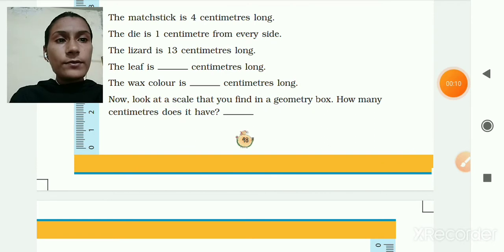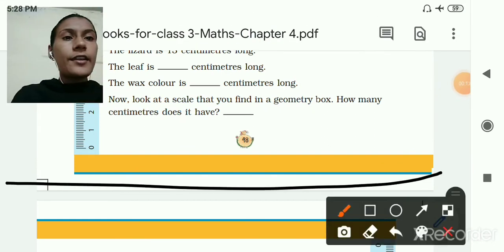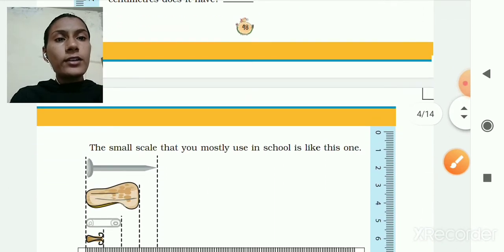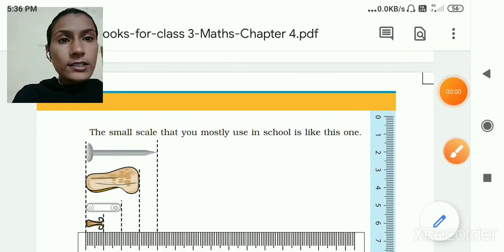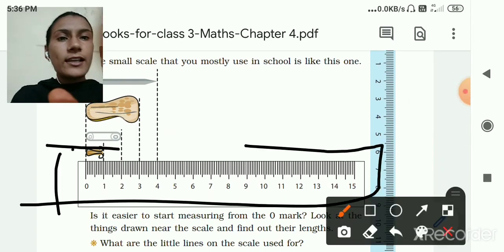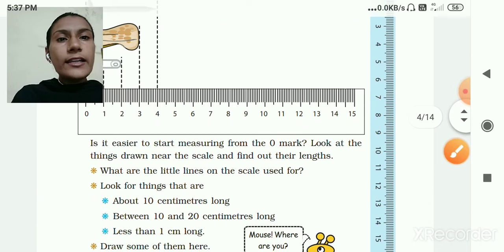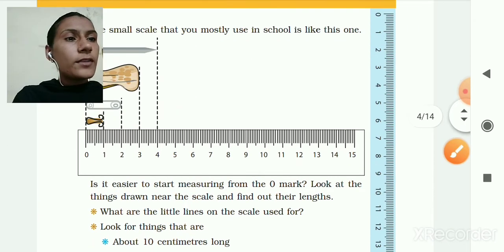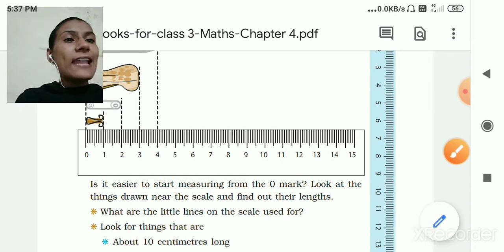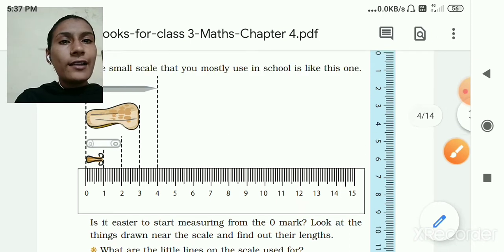So in the previous video, we had done till here, page number 48. Now open page number 49 in your textbook. The small scale that you mostly use in school is like this one. Yes, you are using this small scale at the school. It is easier to start measuring from the 0 mark. From this 0 mark, look at the things drawn near the scale and find out their length.